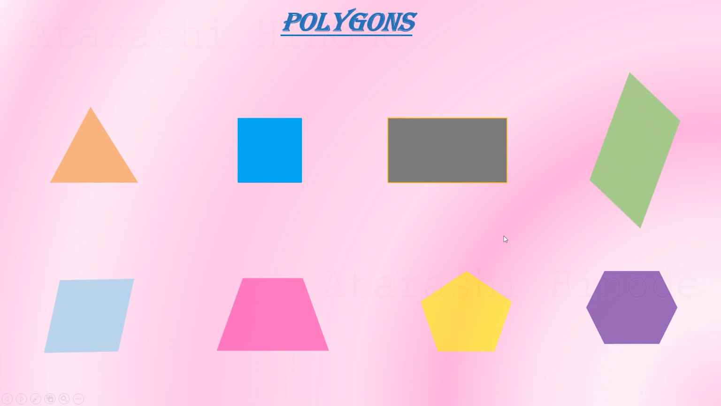Now, what about this shape? This is a parallelogram. In a parallelogram, opposite sides are equal and parallel. Other properties we will learn later.